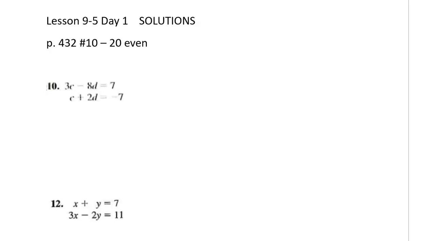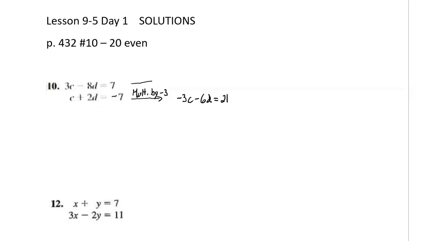Now, do we need to change both equations to create opposites, or can we only change one equation and create opposites? I can make the C terms opposites if I multiply the second equation by negative 3. I'm going to draw an arrow and write a note saying what I'm doing. Multiply by negative 3. The second equation becomes negative 3C minus 6D equals 21. It's a little bit blurry. That's a negative 7 right there.